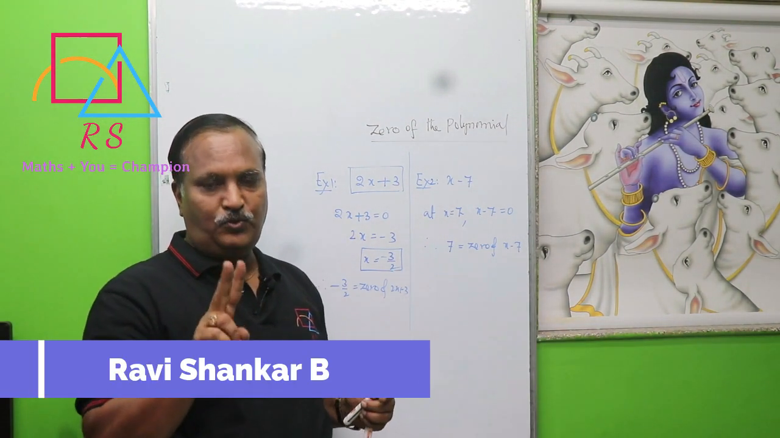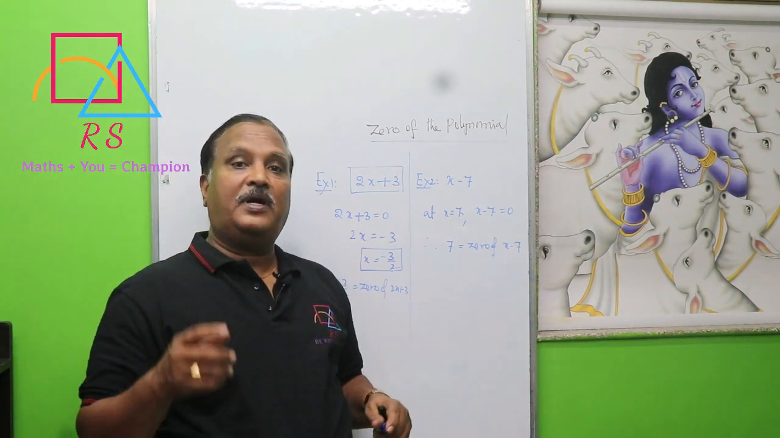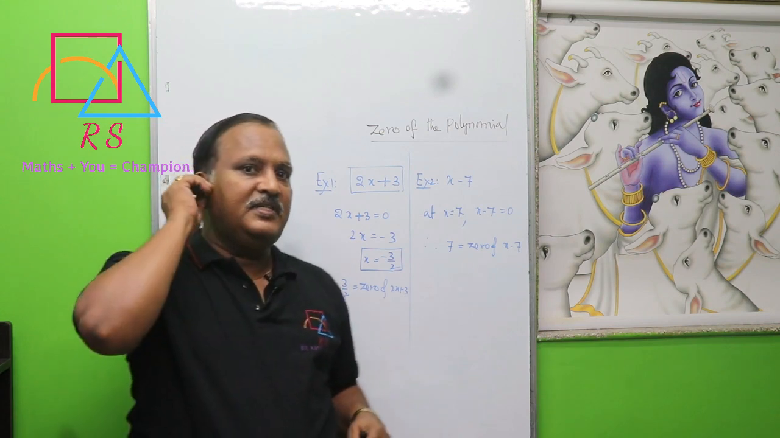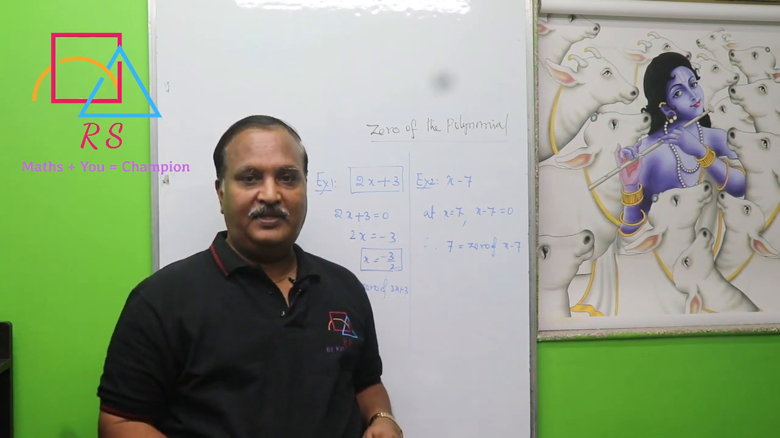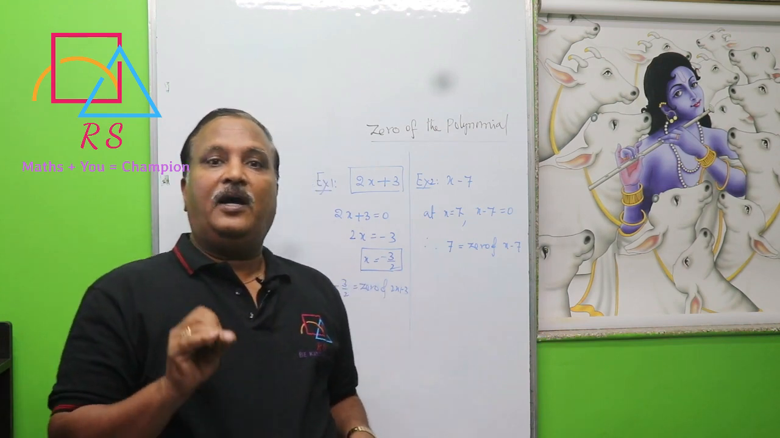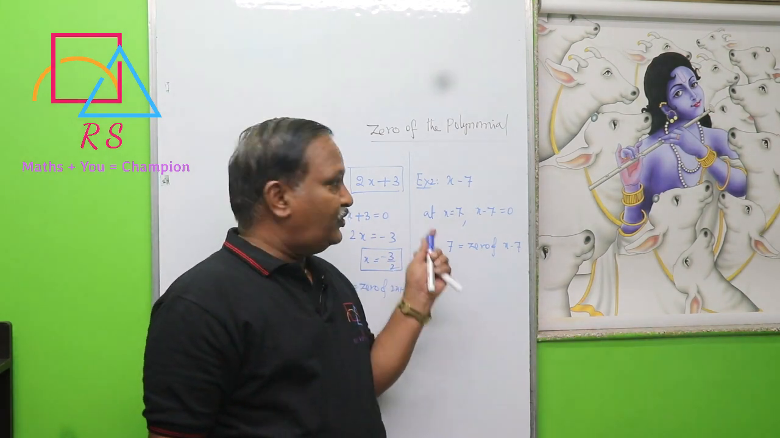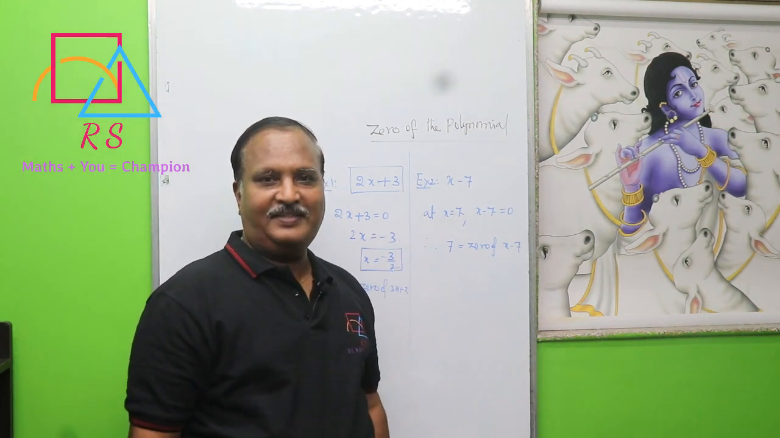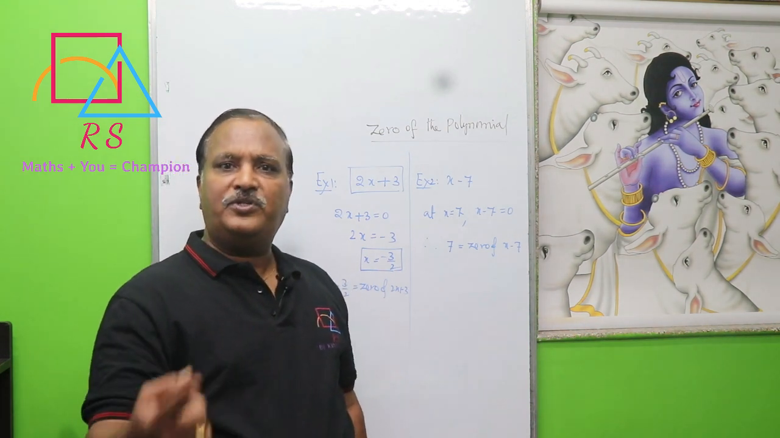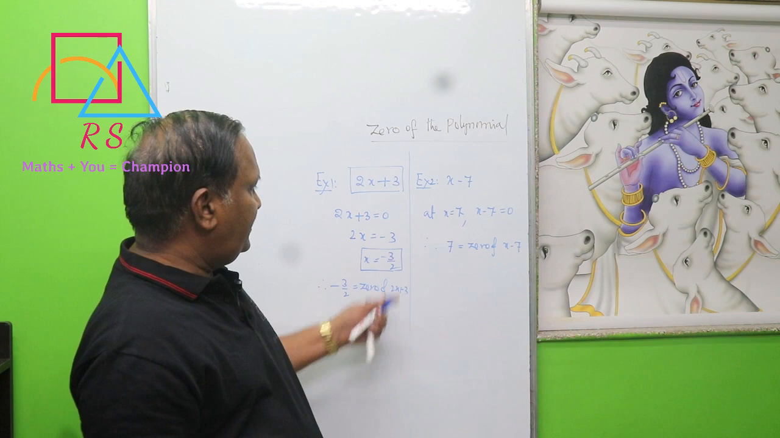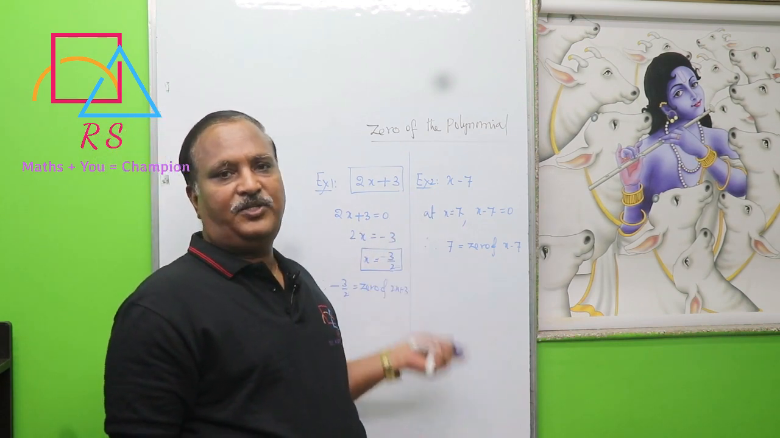Here there are two things you have to understand and learn. One is the definition of a zero of the polynomial. You may get it in MCQ questions. And the second is how to find the zero of the polynomial. So the zero of the linear polynomial, right? Because we are starting with the linear polynomial and then we will go to the quadratic polynomial also. So this is how you have to find the zero and what the zero of the polynomial is.